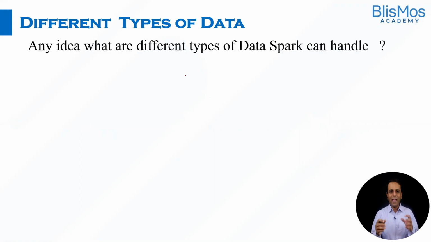So when the different types of the data is there, obviously we need to see how do we really meddle with that, how do we really manipulate that. As a part of this lecture, we'll try to understand what are the different types of the data on which we can work on using the Spark. Let's get started. Any idea what are the different types of the data Spark can handle?